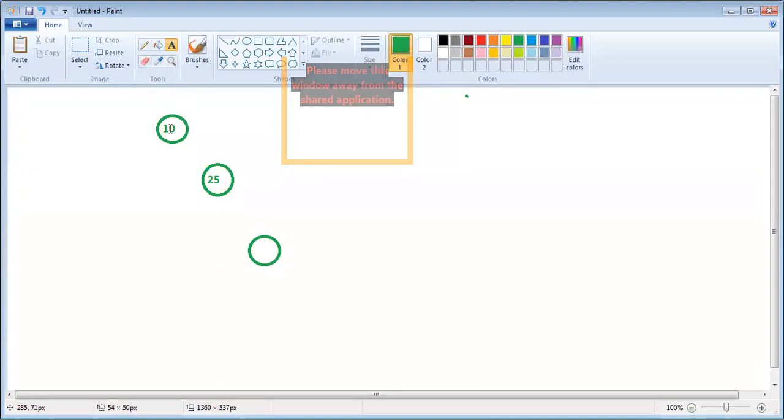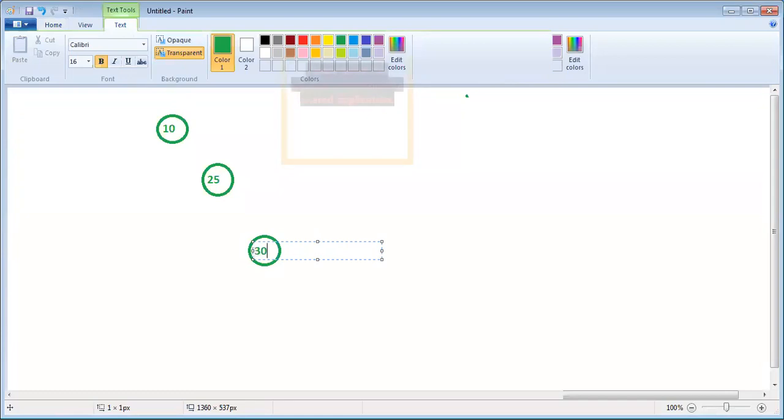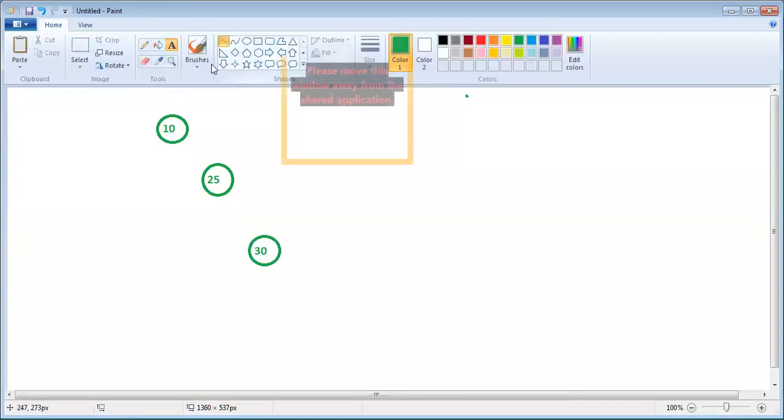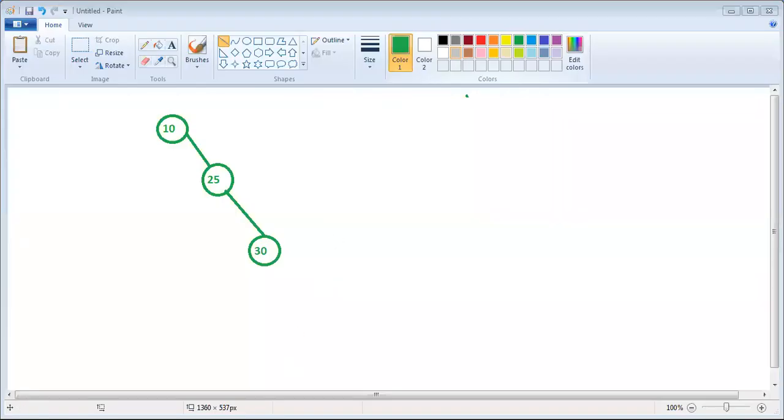Yes, I'm considering here greater, so I should come right. I'm comparing here greater, again it should come right. That is, 30 should come here. So this is the first type of rotation we are going to see. So I'm just writing whether this is left side or right side.